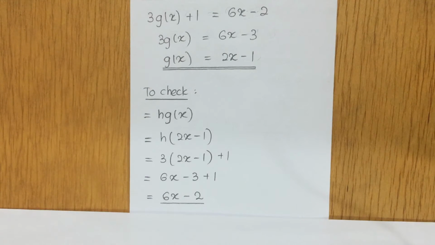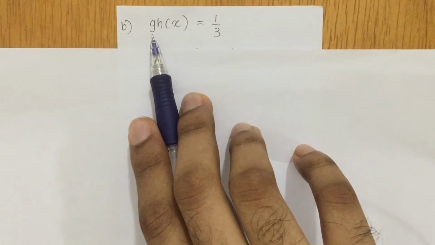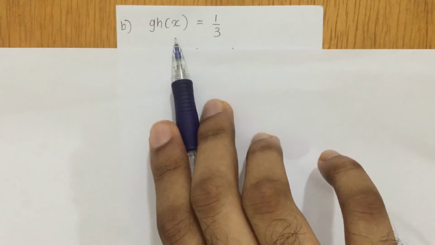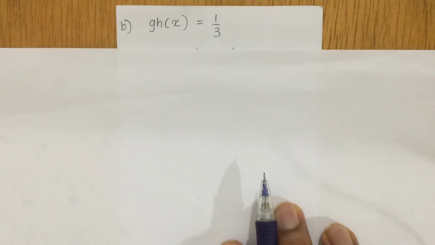Okay, so let me proceed to the question part B. They ask us to find the value of x if GHX is equals to 1 over 3. Okay, let us solve the question B now. So we write here function GHX, which is the composite function, is equals to 1 over 3. So from here, let us continue our working.